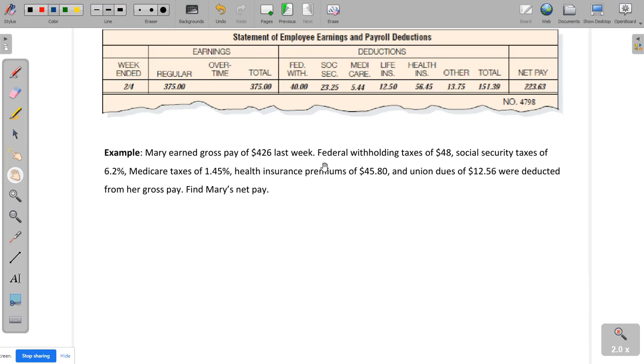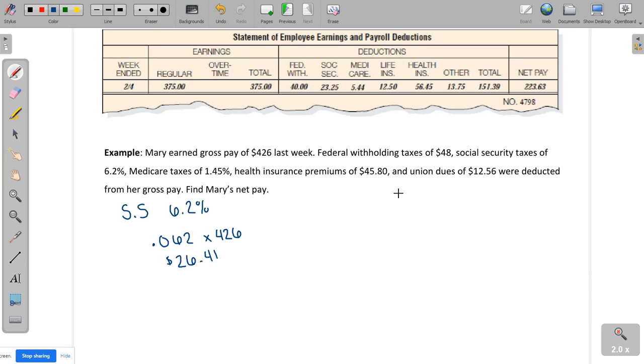So they gave us our withholding tax, so we do not have to use a chart to find it. But we have percentages here, so we have to find the dollar amount. So Social Security tax was 6.2%. So do 6.2% of our amount. So change that 6.2 to a decimal, 0.062 times our amount. So we have a Social Security tax of $26.41.